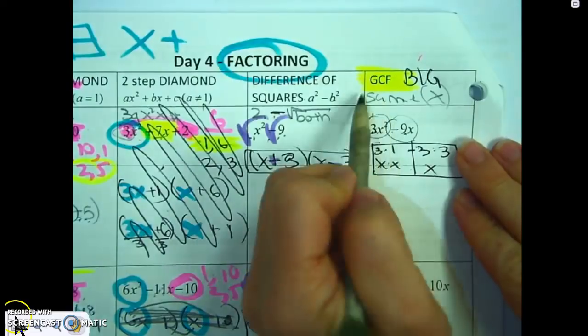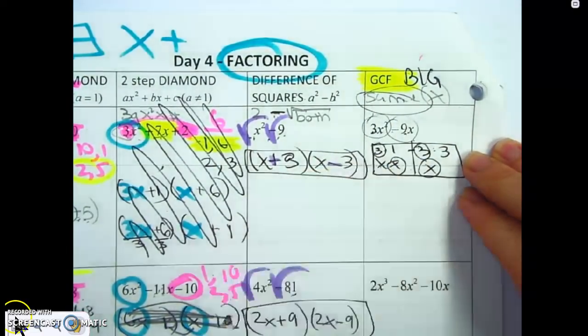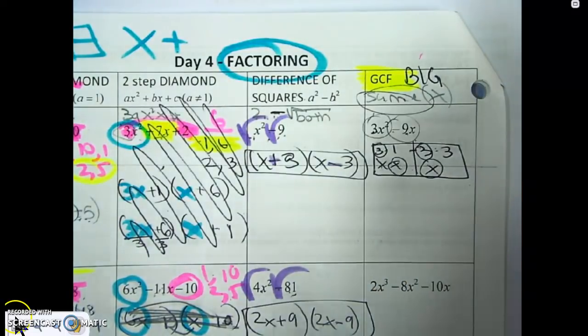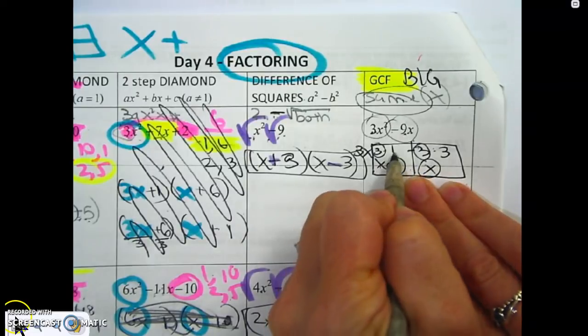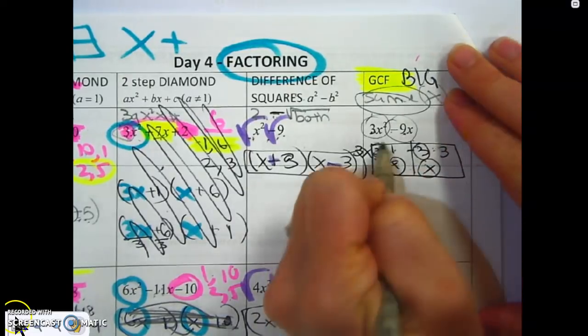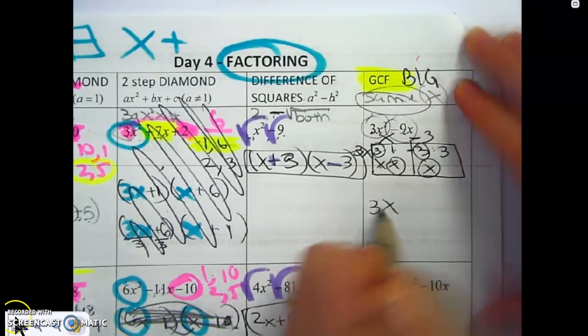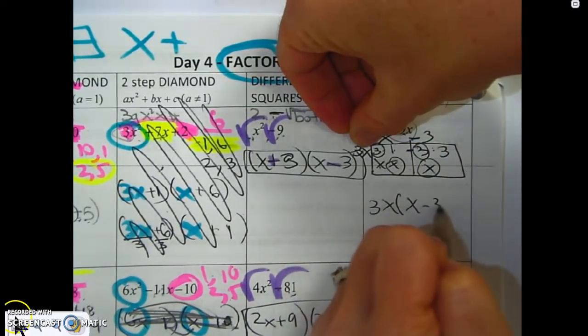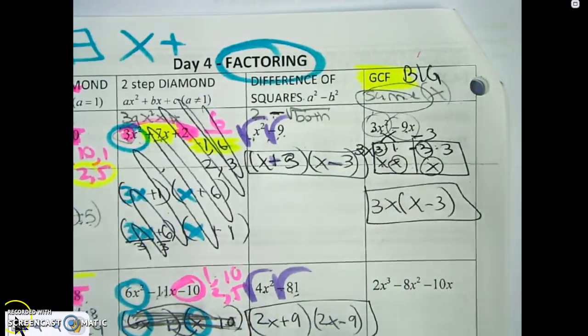Now what you do is you're going to circle what's the same. So they both have an x, and they both have a 3. And I'm going to call it, I whoosh it out. So I'm going to whoosh out a 3x. And then what am I left with? 1x. I don't need to put the 1. So I go x, and then minus 3. So my answer is 3x, x minus 3. Okay? Let's try the next one.